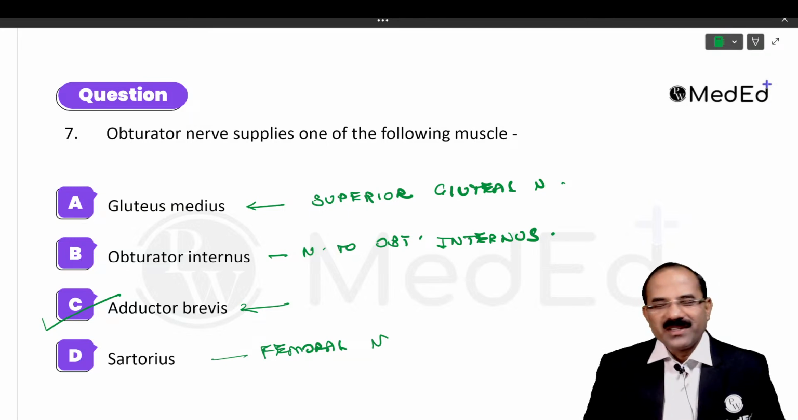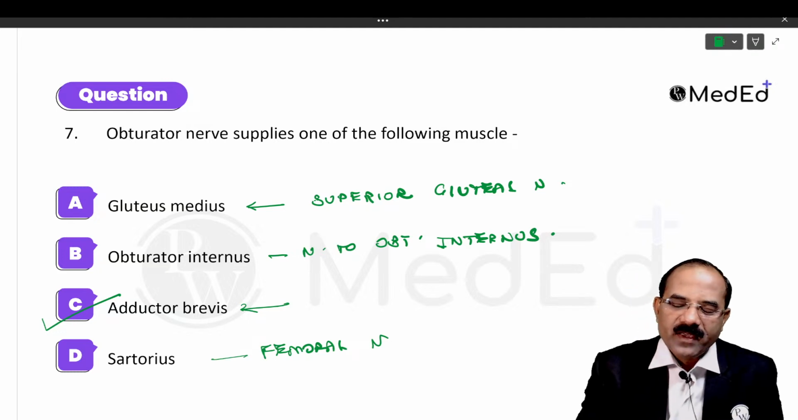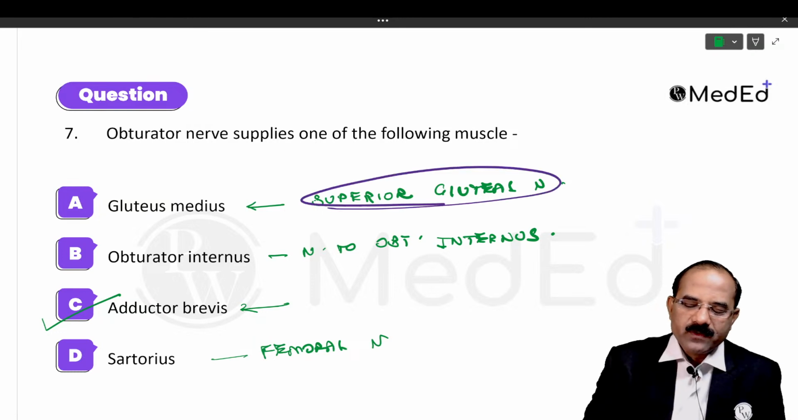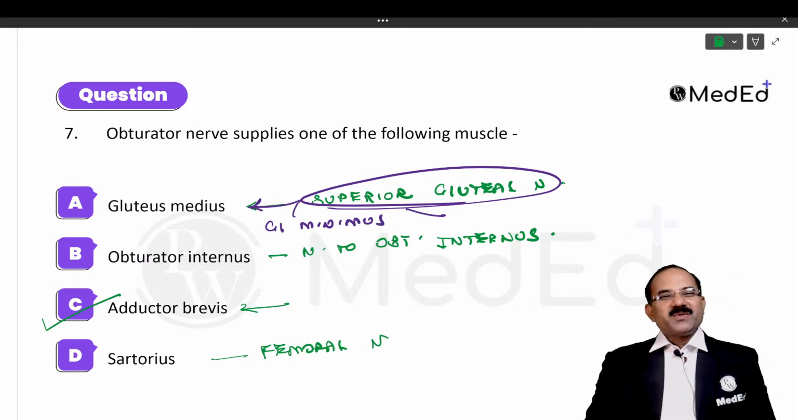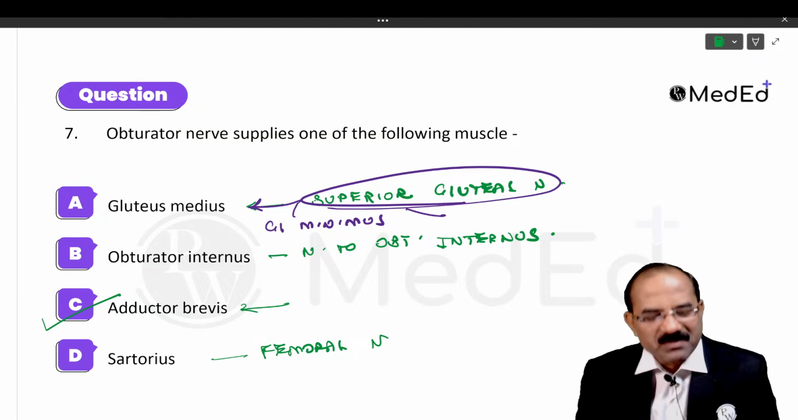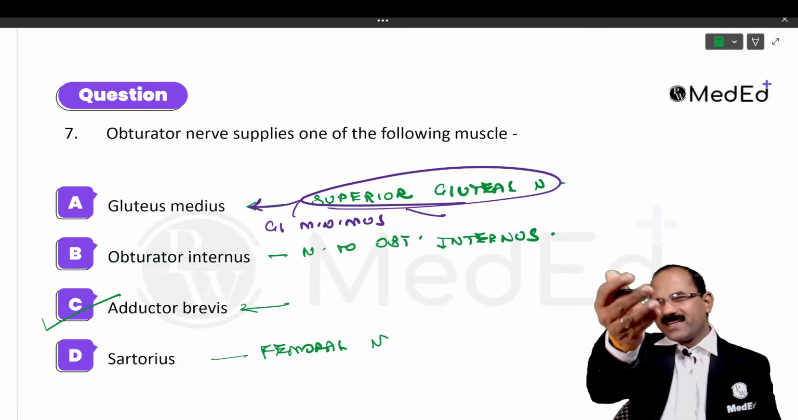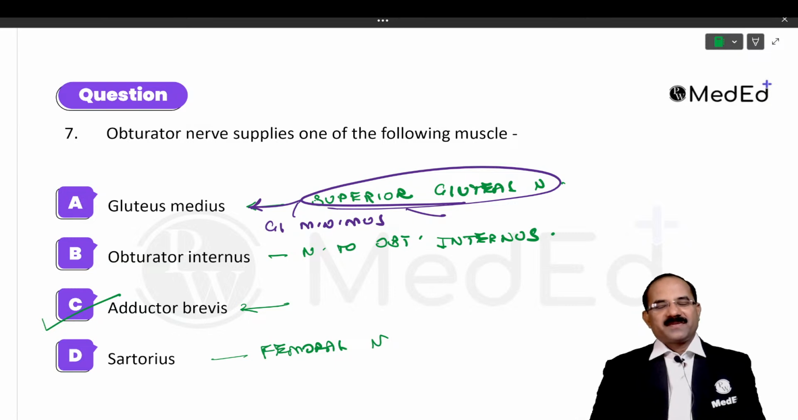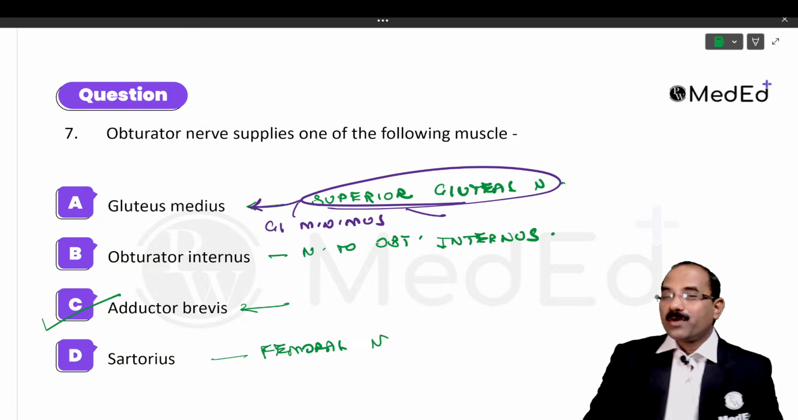गौरव, तो superior gluteal nerve क्या मसल सप्लाई करते हैं? Superior gluteal nerve 3 मसल सप्लाई करते हैं. बोल सकते हैं? Superior gluteal nerve supplies gluteus medius, gluteus minimus, and which is the third muscle? बच्चों, which is the third muscle? Anyone? That is what I'm asking you. You guess करिए, चलेगा. तीसरा मसल, ये बहुत इंपॉर्टेंट एमसीक्यू है बच्चों.